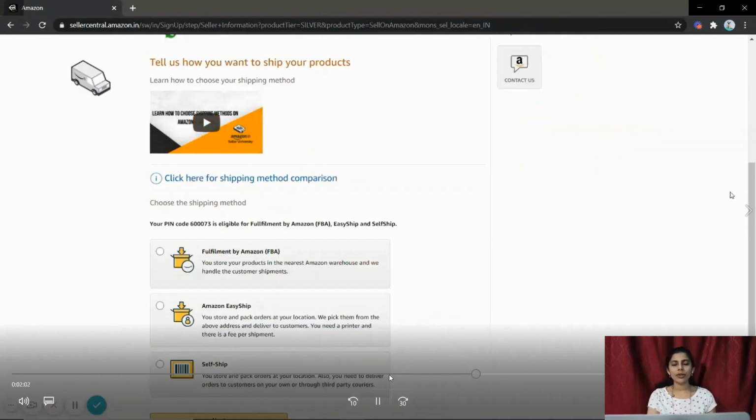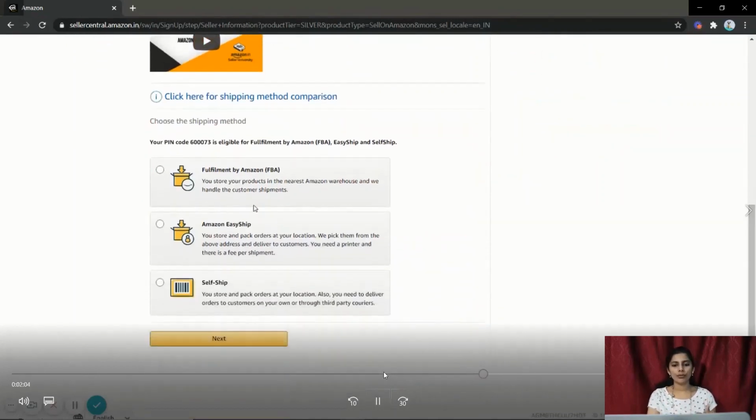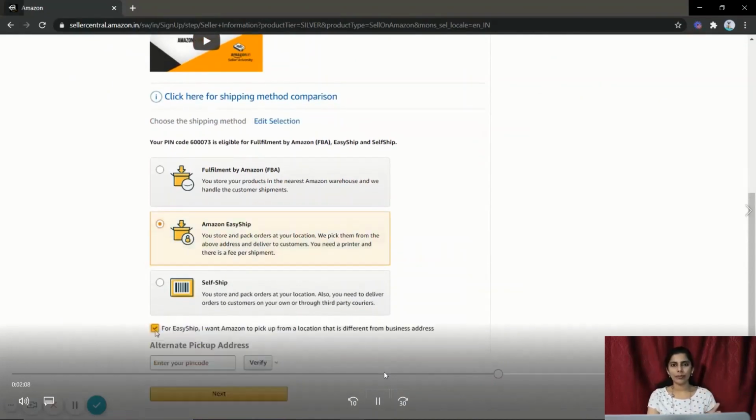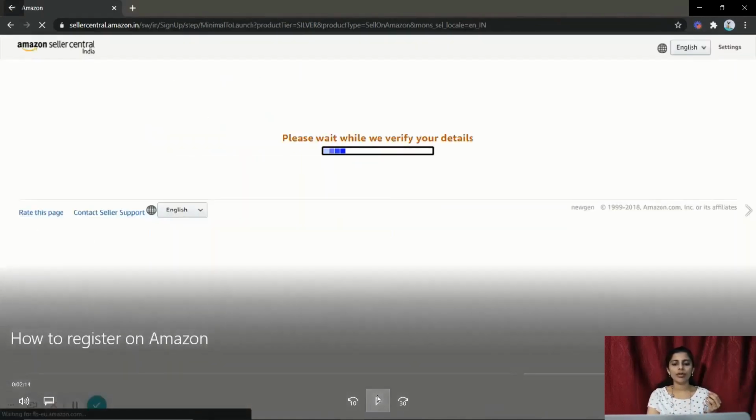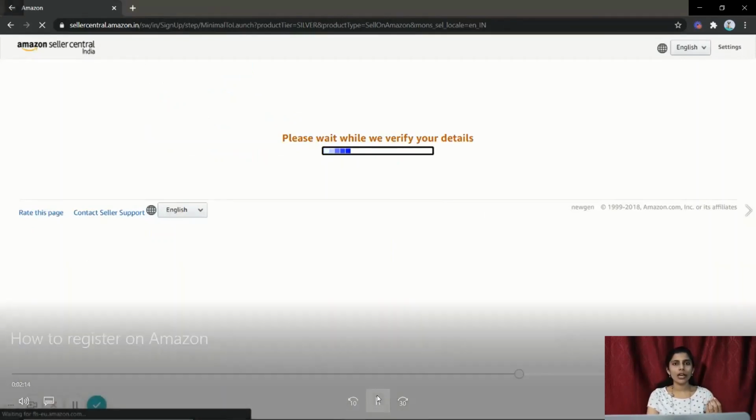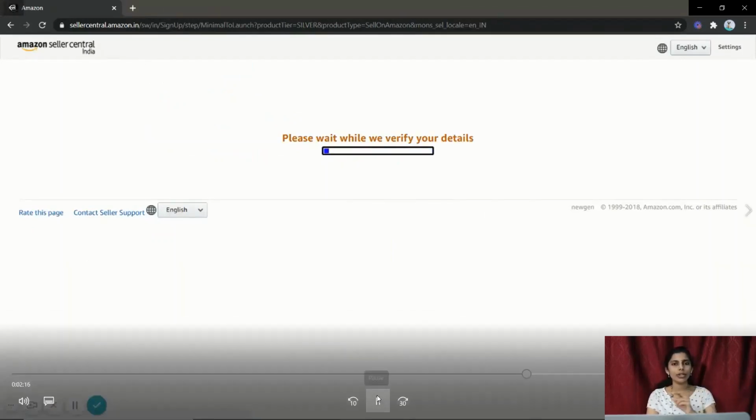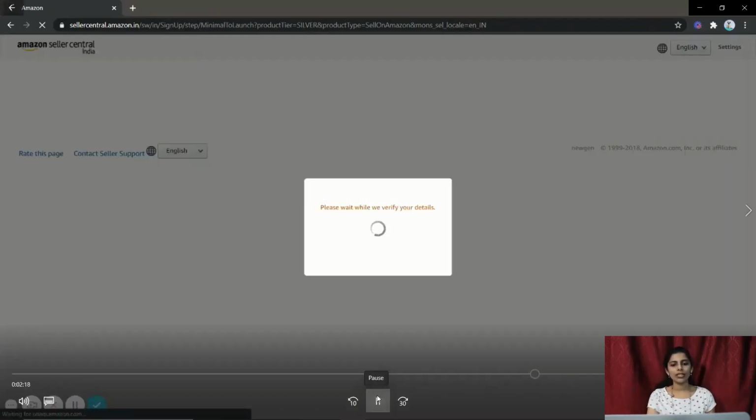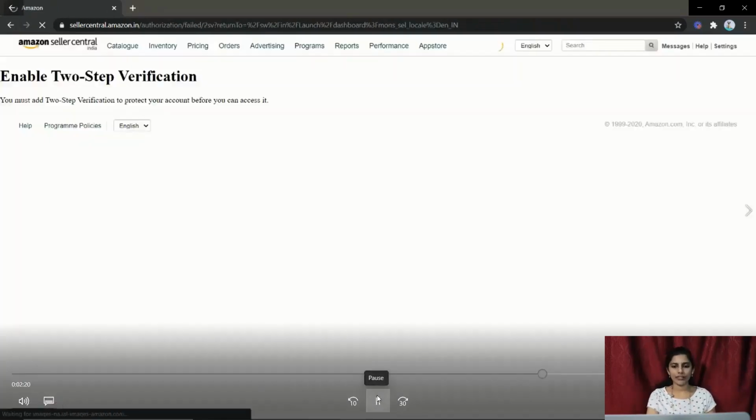On the next page, it will be asking how you want to ship the products: FBA, Easy Ship, Self Ship. I repeat, I will be covering all these three modes in the workshop. You can check whether your PIN code is serviceable or not by entering your PIN code and clicking on verify. Once this is done, the next page will open.